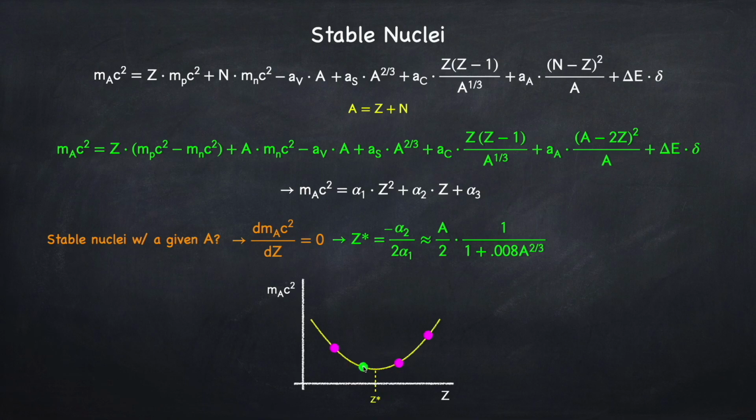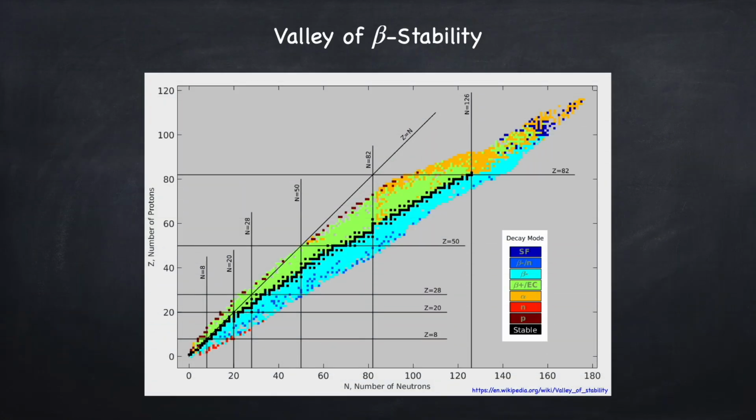This green nucleus will be the stable nucleus. It's going to be the closest integer value of Z to Z star. And then these pink nuclei, they can exist, but they won't be stable. They're going to want to move down this parabola and convert into this green stable nucleus. And in a little bit, we're going to talk about exactly how that happens. But first, let's go back to this valley of beta stability.